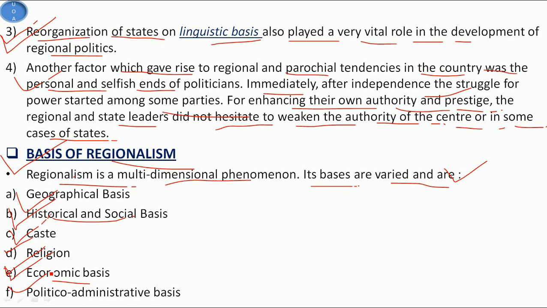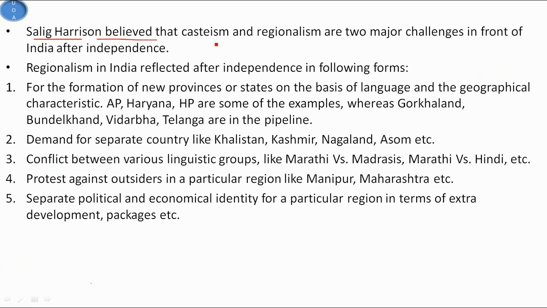So regional political parties like DMK in Tamil Nadu, Akali Dal in Punjab and Jharkhand Mukti Morcha in Jharkhand are surviving because of regional sentiments. Border disputes like the one between Maharashtra and Karnataka are also based on regional sentiment. Another important fact of politics of regionalism is the real or assumed charges of political discrimination among various regions by the central ruling elite. So Selig Harrison believed that casteism and regionalism are two major challenges in front of India after independence. Regionalism in India reflected after independence in the following forms.